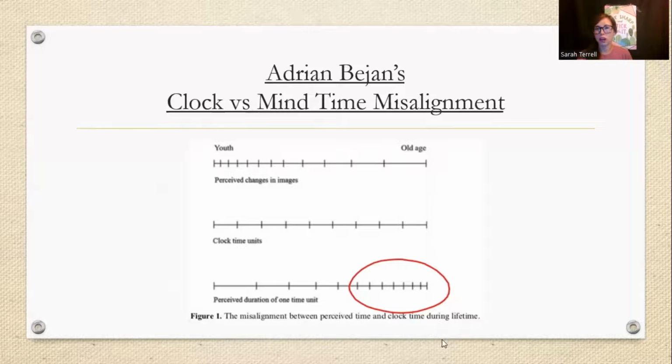And so that's what he's kind of talking about here, is that when you are in your older age, your perceived duration of one single time unit is much closer together, right? They're much shorter than they were in your youth, where they were much further apart in spacing, okay, and in time. And so he kind of makes this argument that if we were to get more stimuli within our later years of life in the same way that we did in our youth, this might be one way to feel like time is stretching out, right?